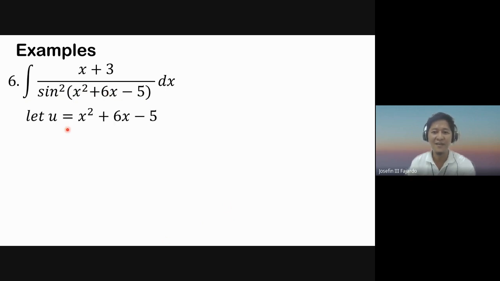Okay. And if I take the derivative, we have this. Derivative of x squared is 2x. Derivative of 6x is 6. Derivative of negative 5 is 0. So, wala. Okay?